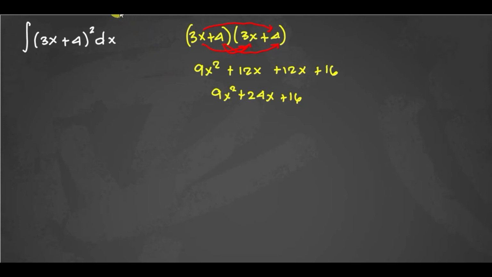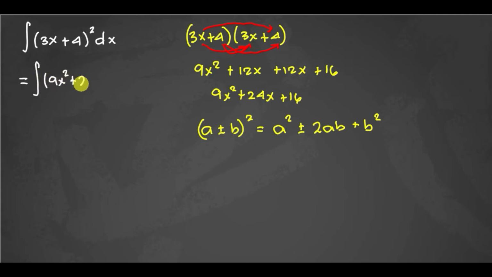You can use the shortcut method since this is an example of a special product, that is a plus or minus b, squared, is equal to a squared plus or minus 2ab plus b squared. You can use this formula. We can derive our integral function, that is the integral of 9x squared plus 24x plus 16 dx.